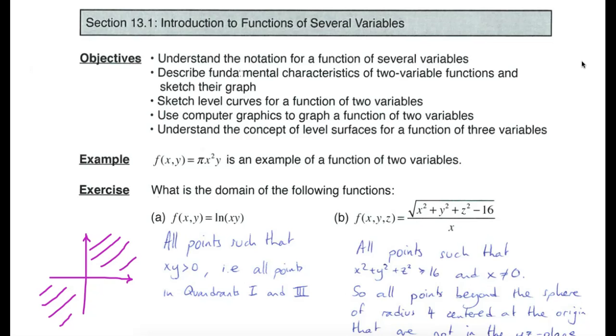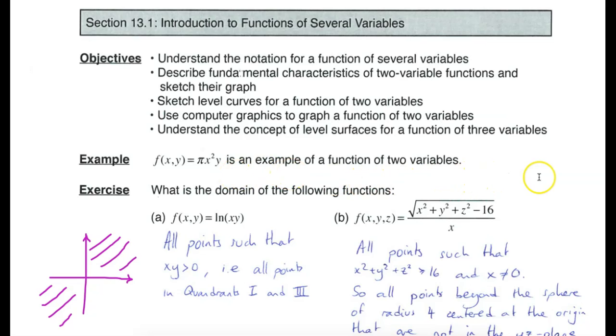So an example of a function of two variables is given here. Instead of having f of x, you inform the reader on what the variables are. So here it's f of x and y. These are the independent variables. You can choose them and it'll give you one number as an output, which we can write f of x, y, or z equals. So here, let's say z equals pi x squared y.